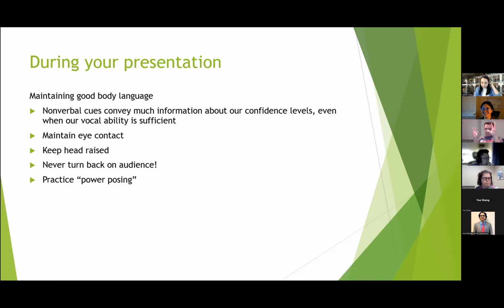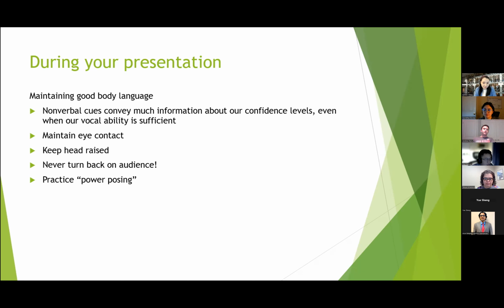You want to make eye contact with people and also make eye contact with multiple people. It's very easy to find that one person to fixate on and stare at them the whole time, but they'll feel creeped out and you're not conveying information to anybody else. So keeping eye contact and letting your eyes roam a little bit to multiple people, keeping the head raised not only vocally, but also has a good nonverbal cue to it.